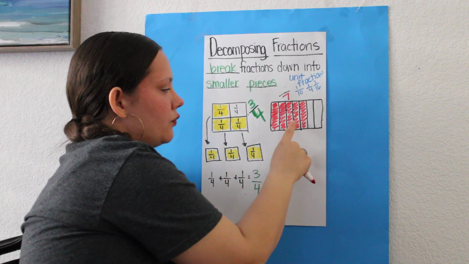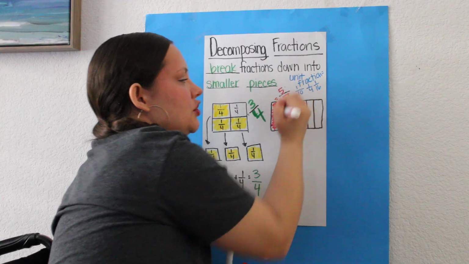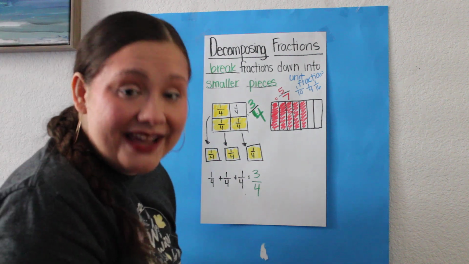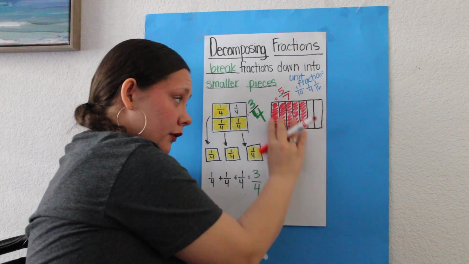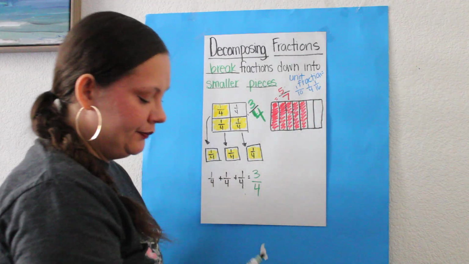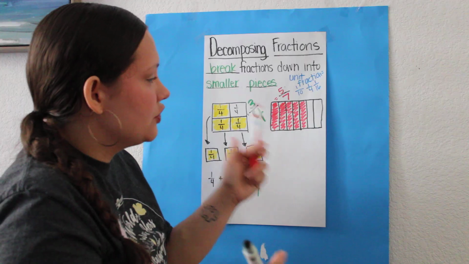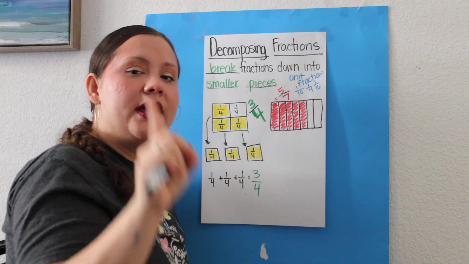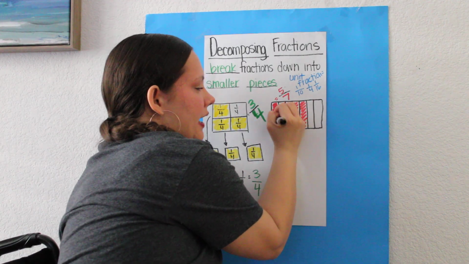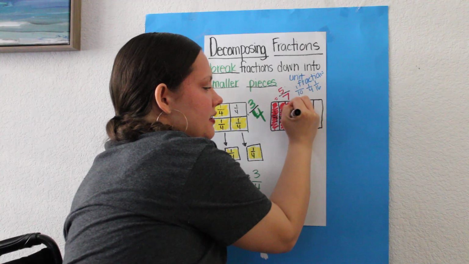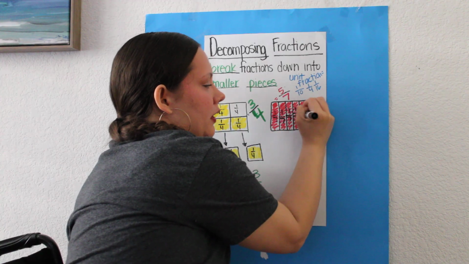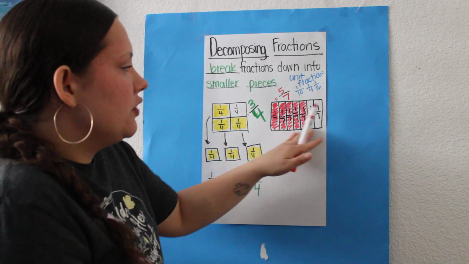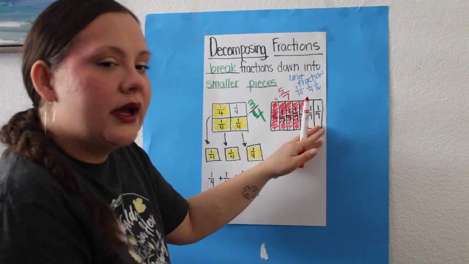Now I have 1, 2, 3, 4, 5 out of 7 of those pieces shaded in. So this model here represents the fraction 5/7. 5 out of 7 pieces shaded in. If my model is broken into 7 pieces, that means each one of my individual pieces is worth 1/7. This is 1 out of 7 pieces, 1 out of 7, 1/7, 1/7, 1/7 of my model. Okay, so each one of my individual pieces is worth 1/7.